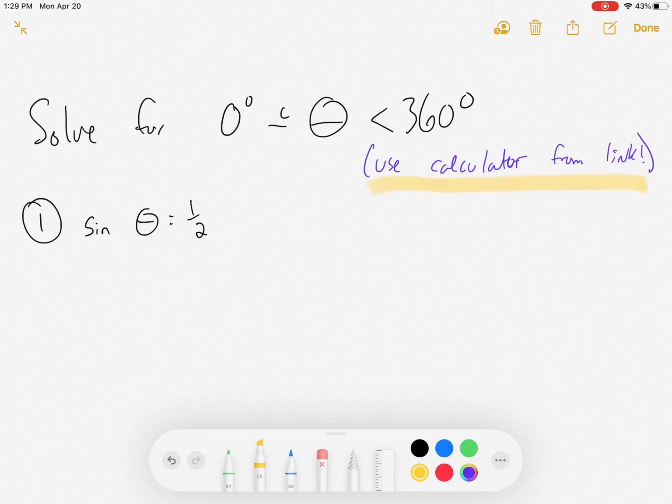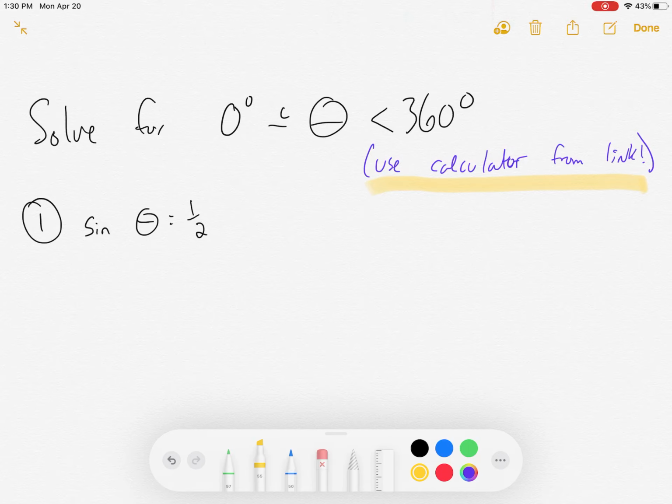Okay, the next thing it says is use a calculator from the link. I've posted a link to a scientific calculator. Use that one. It's really easy to switch between degrees and radians. The one on your phone, you're not able to do that. I've messed around with probably 6 or 7 different online calculators, and this is by far the easiest one to use. So I would just use the one that I will post with this. That's what I'm going to be referencing. So just use that one.